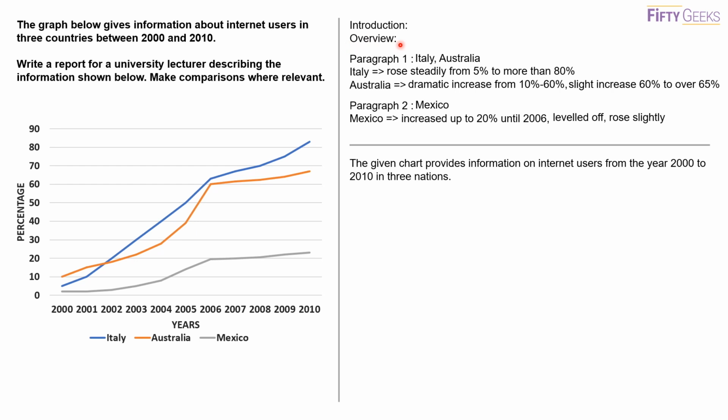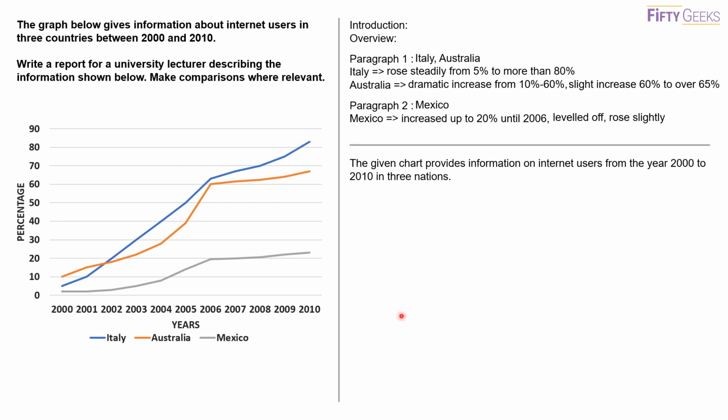After the introduction, we will write the overview, which is the most trendy feature of this given line chart. On having a first look at the line chart, I can see that all 3 nations are on an upward trend, which means internet users are increasing in all 3 nations, but Italy has the highest number of internet users as compared to the other 2 nations.